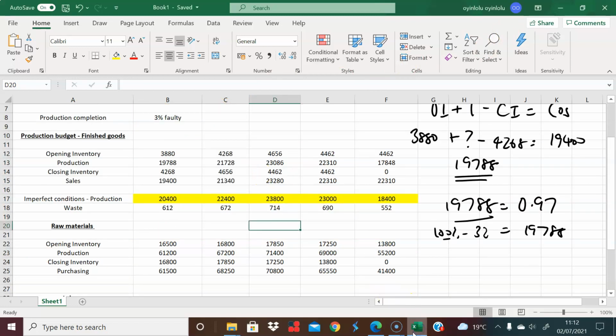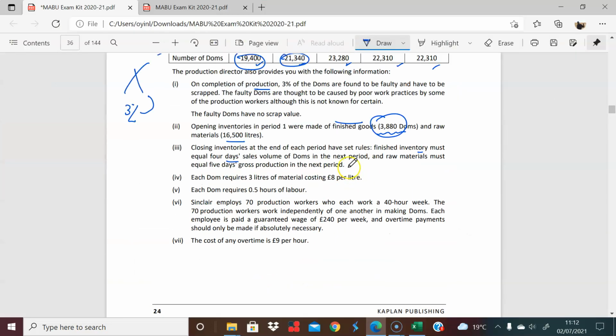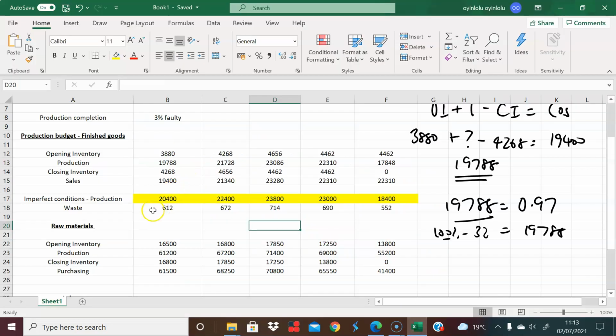The question gives us, we need raw materials, of course. It tells us here, let's look at the raw material situation, that we need 3 liters of materials for each DOM. That's the first point. I'm going to be producing these DOMs, and I know what I need to produce. I'll come here. I need to produce these. This is in yellow, and so.